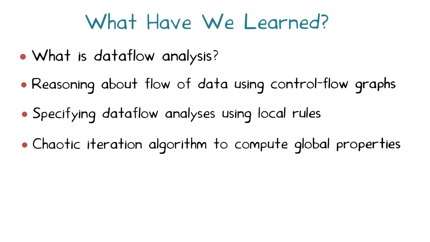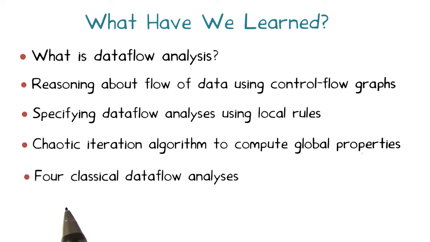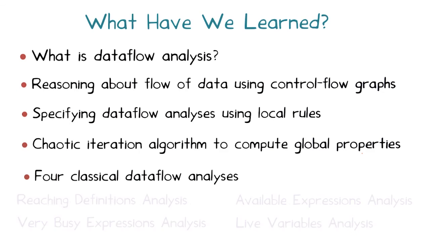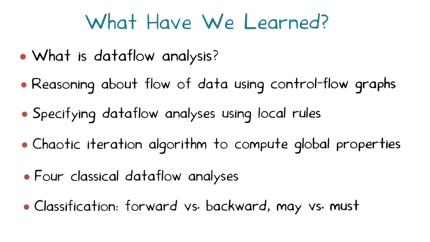We defined and saw examples of the 4 different classical data flow analyses: reaching definitions analysis, very busy expressions analysis, available expressions analysis, and live variables analysis. We compared and contrasted these analyses along 2 important dimensions: forward versus backward and may versus must. This lesson focused on how to reason about the flow of primitive data such as integers. In the next lesson, we will learn how to reason about the flow of non-primitive data, better known as pointers, objects, or references.